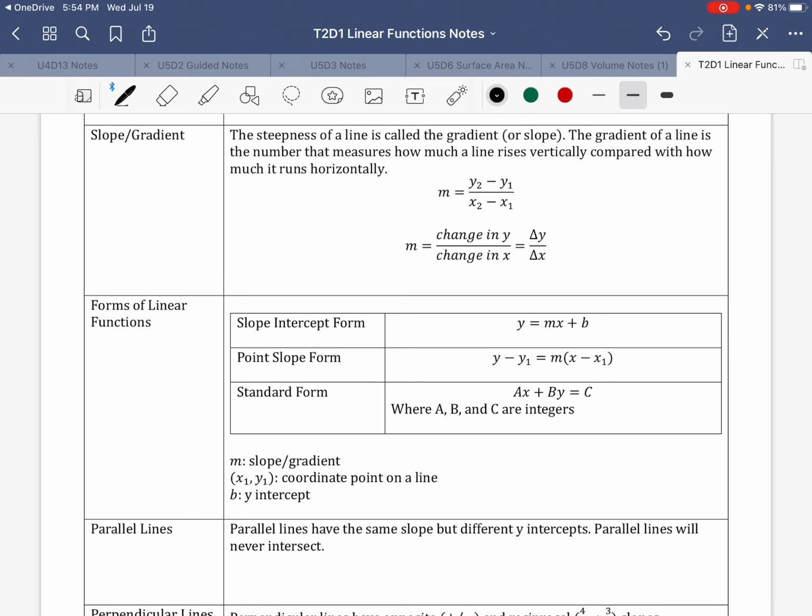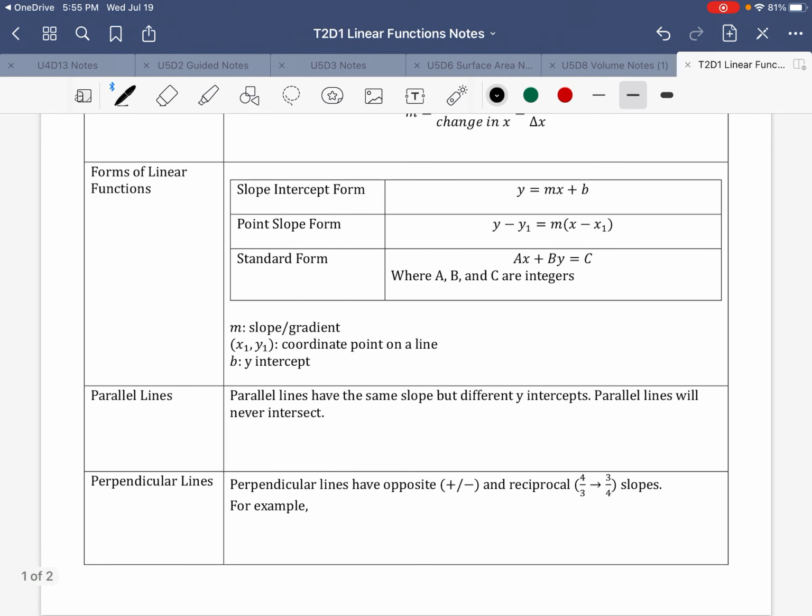Slope is what we're probably used to hearing, but in IB, you'll also hear the word gradient thrown around. They mean the same thing. They represent the steepness of a line, and gradient measures how much a line rises vertically compared to how much it runs horizontally, hence rise over run. The equation (y2 minus y1) over (x2 minus x1) can be used when you're given two coordinate points, so you need some x1, y1 value, and then x2 and y2 value.